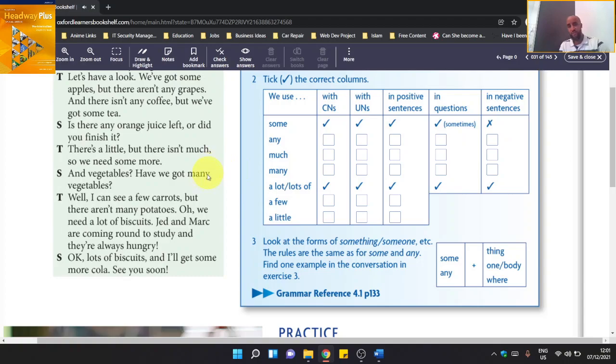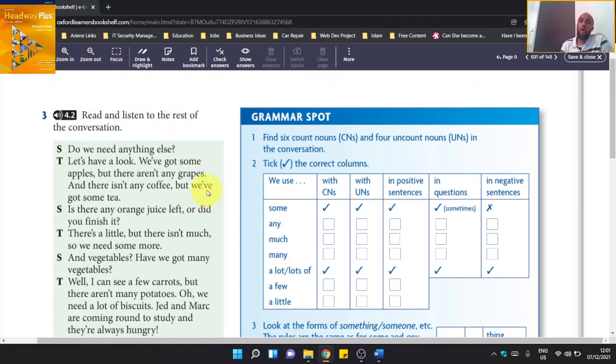Excellent. Right, guys. So this is quite interesting. There's a lot to discuss here. Before we were talking about how many and how much. Now we are using other quantifiers. So how do we talk about quantity? For example, here we're using the word anything, like any. Here we're using the word some.